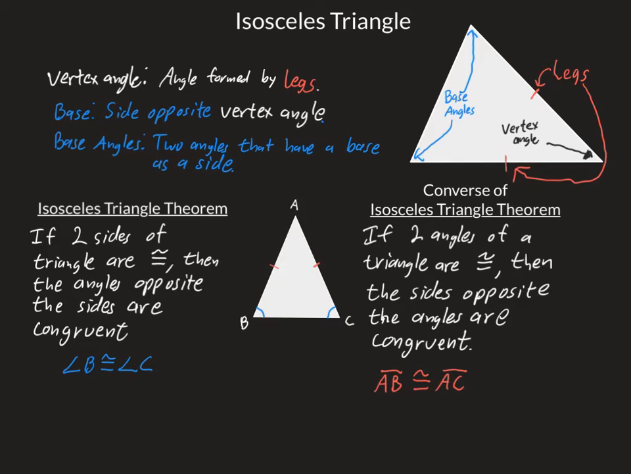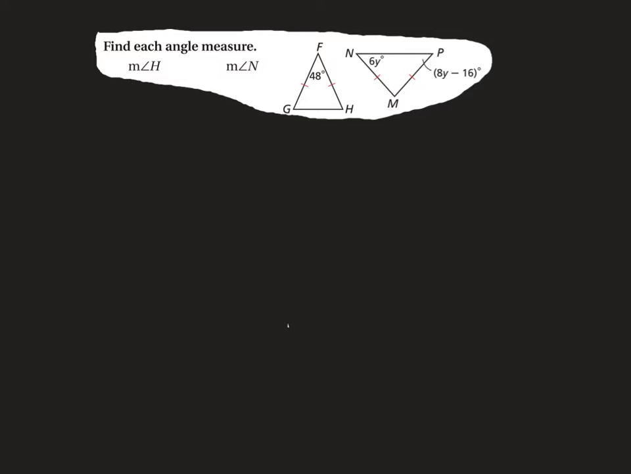Now we're going to apply the properties of isosceles triangles. So in this example, we're trying to find the measure of angle H. And we know that H and G have to be congruent to each other because of the isosceles triangle theorem. So we're going to start off by saying the measure of angle F plus measure of angle G plus the measure of angle H has to equal 180 degrees. That is because of the triangle sum theorem.